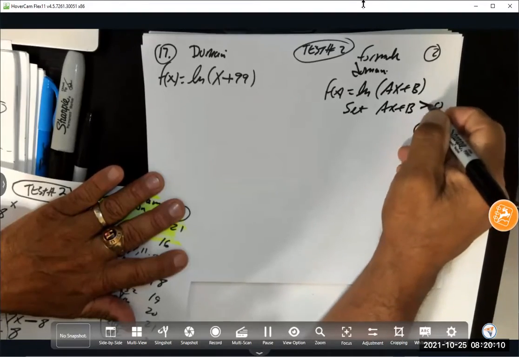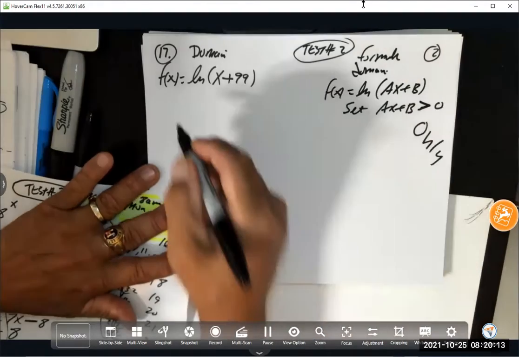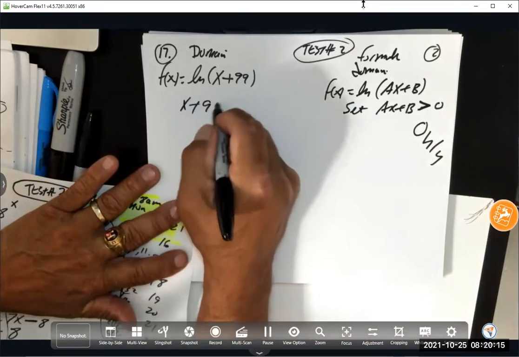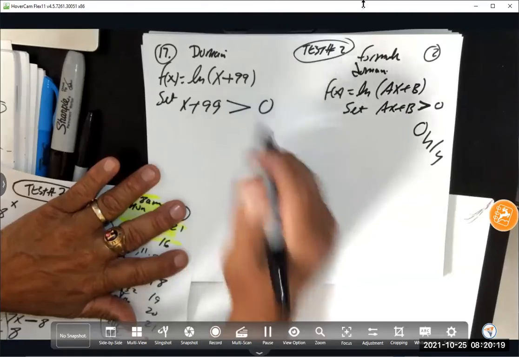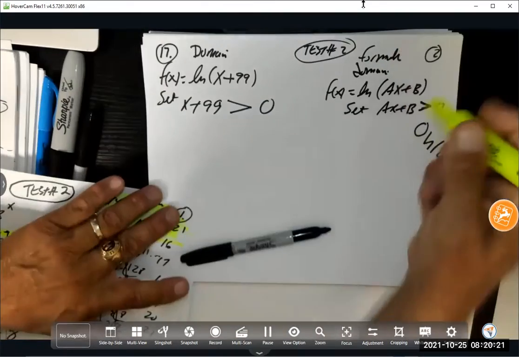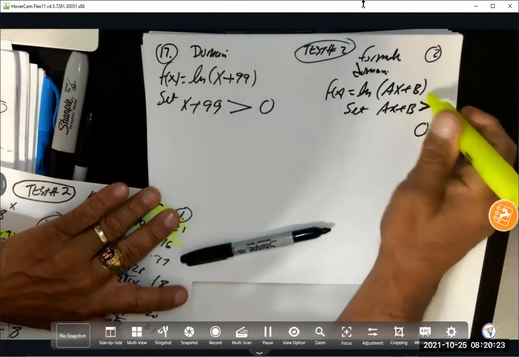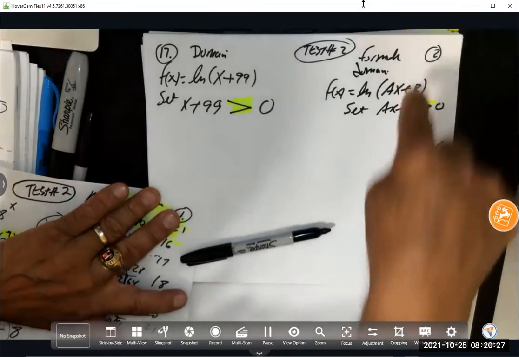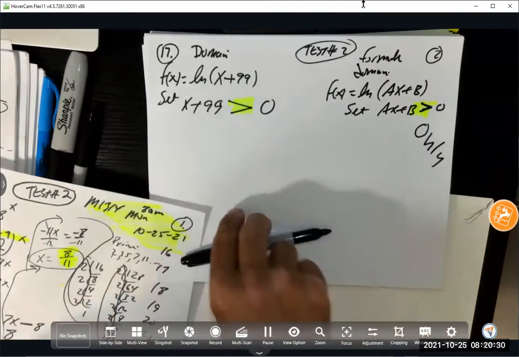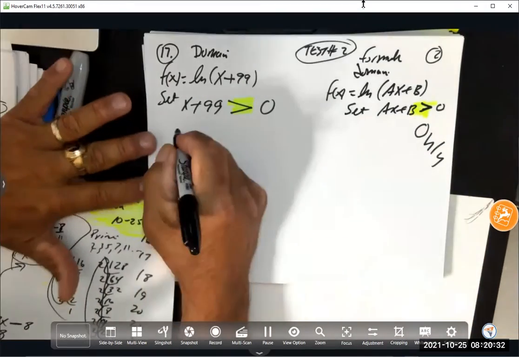Y'all see this right here? Greater than 0 only. So guess what? X plus 99, we set that up, has to be greater than 0 only. Okay, y'all see that? Let me highlight it. Let's make sure that you don't mess this up. So right there and right there. Does that make sense? Greater, no equals. So now solve it. What do I do next?